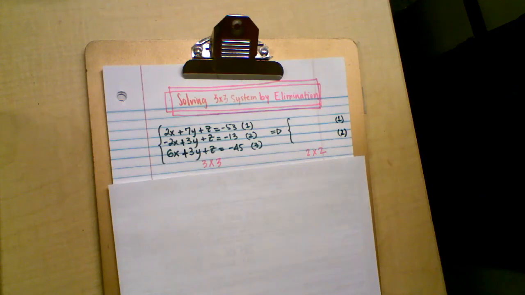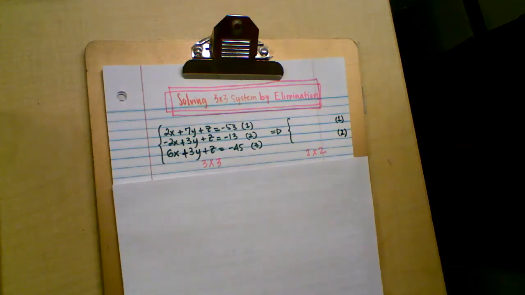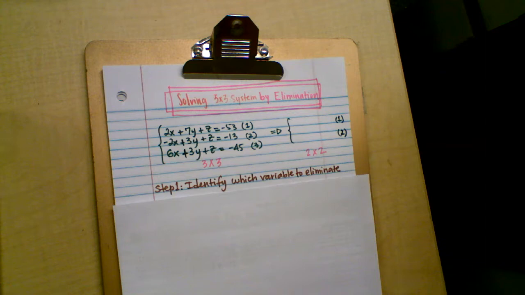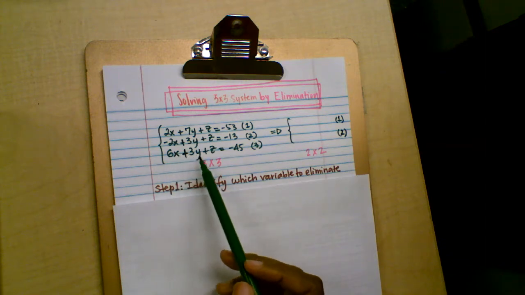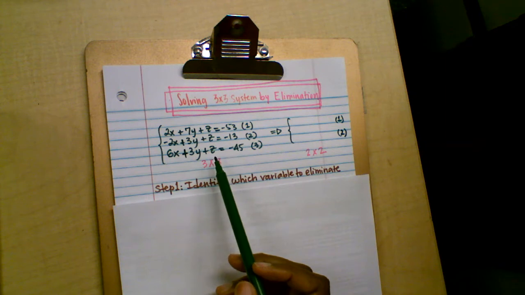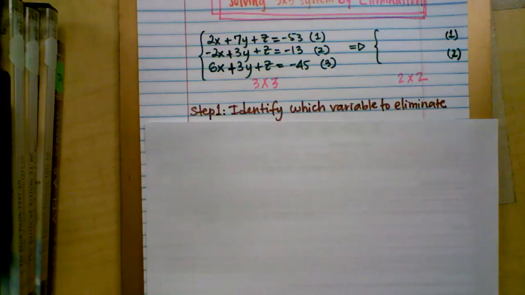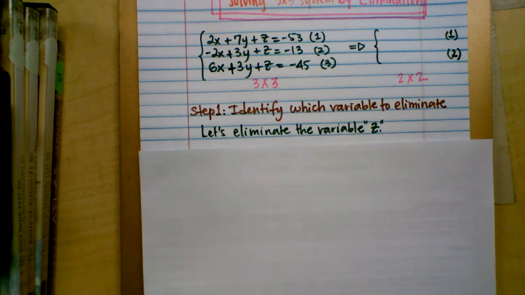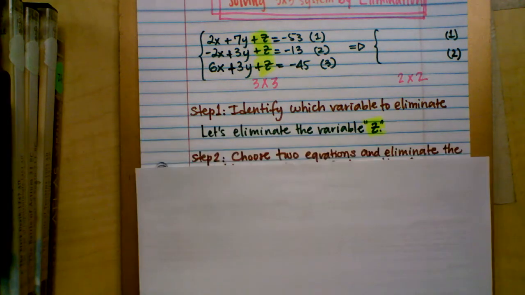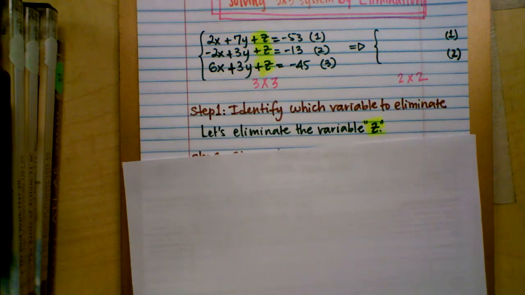The first step is to identify which variable to eliminate. Do you want to eliminate variable x, y, or z? So for me, in this example here, I'm choosing to eliminate the variable z.